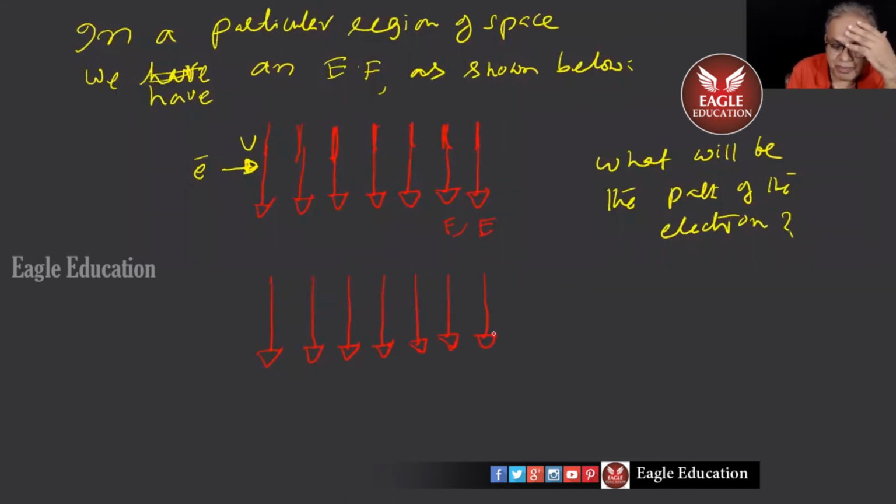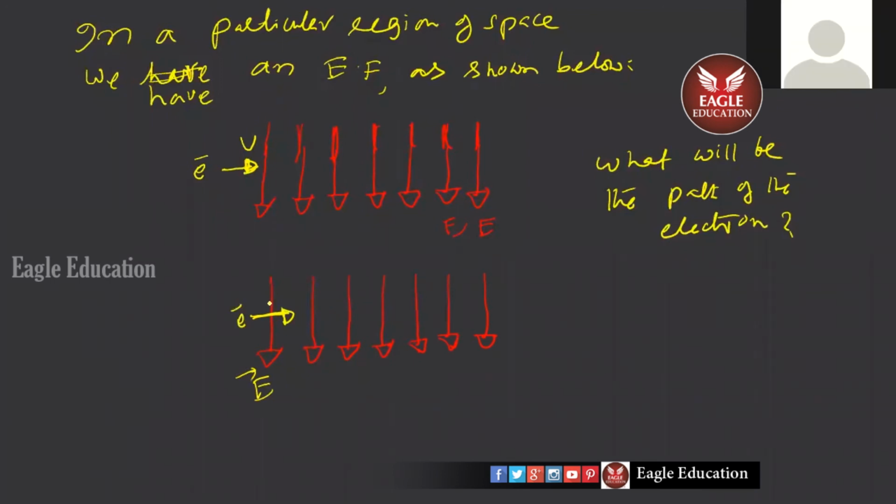See, I did not show any plus or minus here. The electron enters this way, with velocity. But what will be the direction of force on the electron? This is the direction of E. So what is the direction of force on the electron? Opposite to E. That means upwards. Why don't you say upwards? The force is upwards like this.